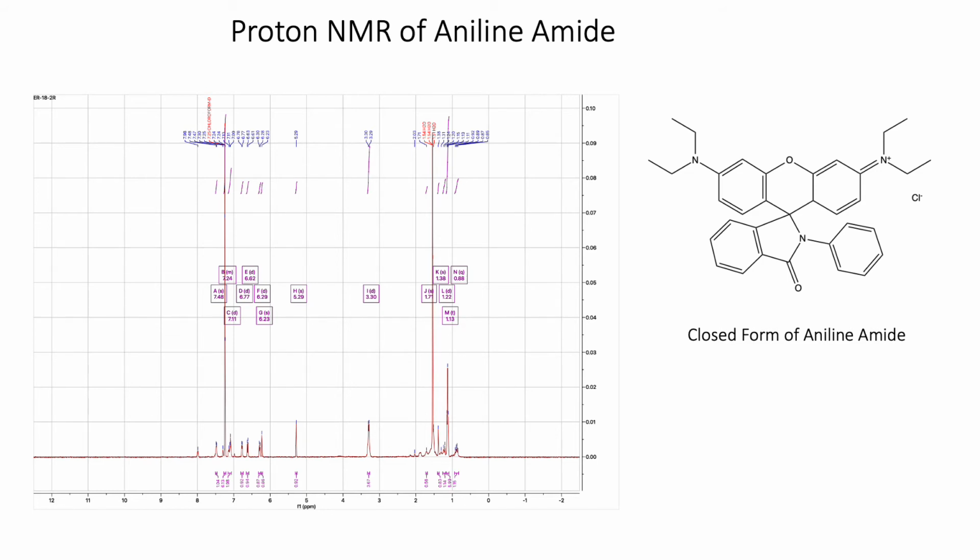And one very important component of this NMR is around 7.4 ppm, there is a narrow multiplet of peaks, and that is characteristic for the closed form of this compound, which I have right next to the NMR. And this indicates that what we synthesized was indeed the closed form of the aniline amide, and this is what the structure would look like.